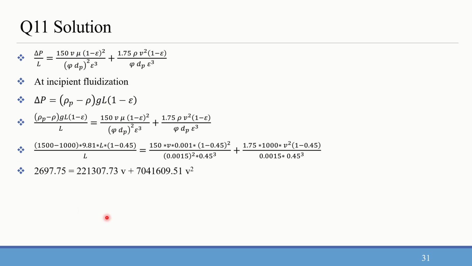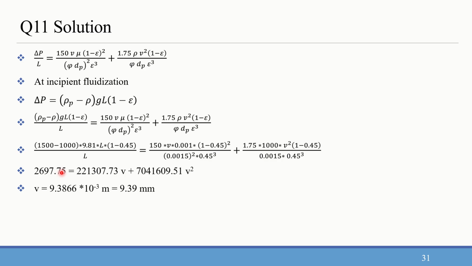So after that again we are calculating and simplifying this particular form into a quadratic equation. So it is 7,041,609.51 v square plus 221,307.73 v equal to 2,697.75.